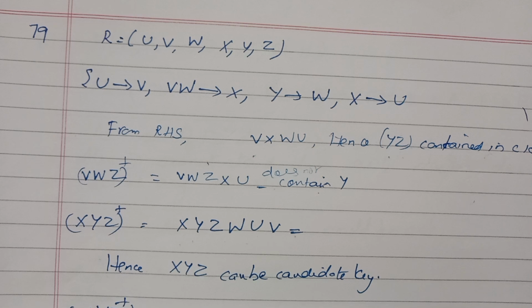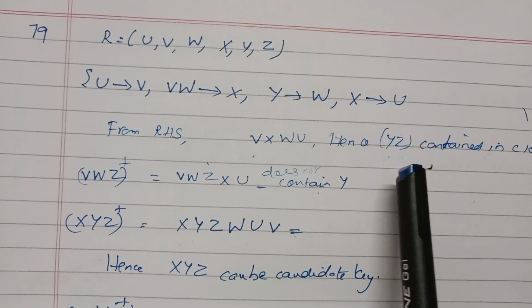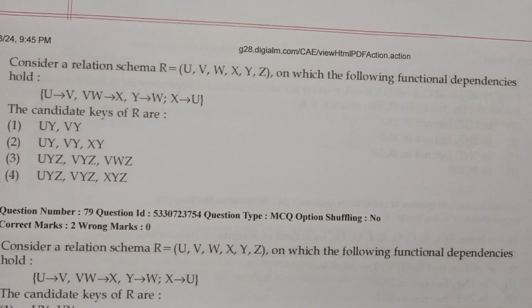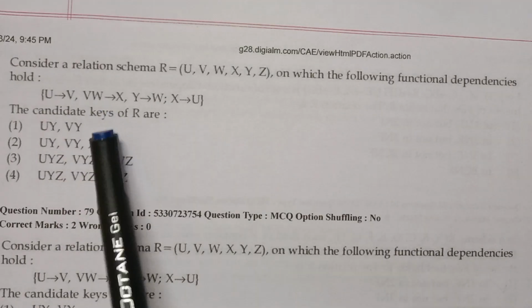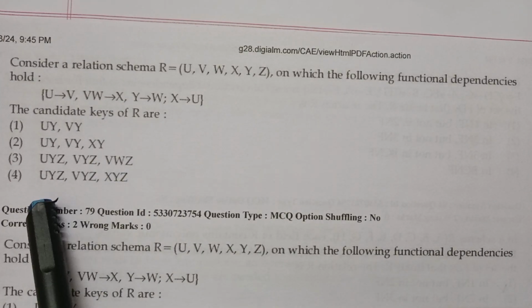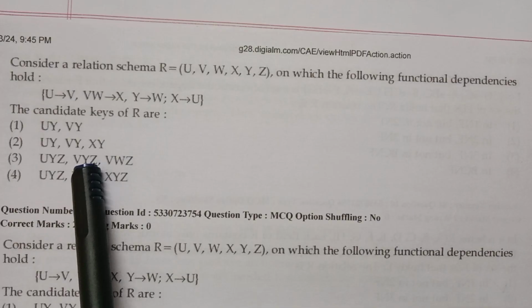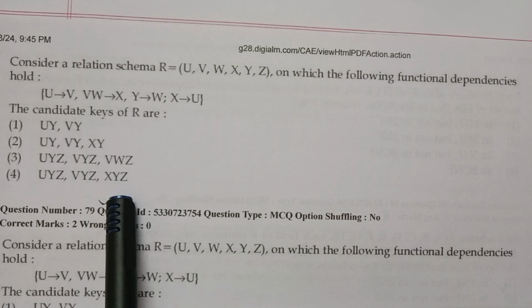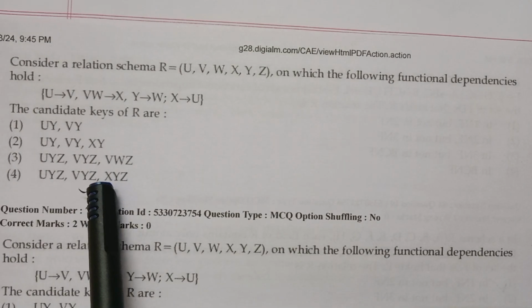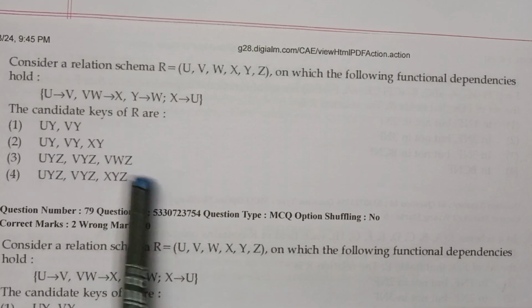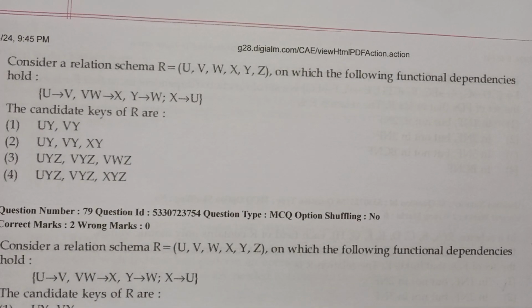So let us check the options. You find that in the options, if you have YZ, then it is a correct answer. In one option, YZ is not found, so this is not the correct answer. But in the others you have YZ. Here YZ, here YZ, and here YZ. So option number 4 is the correct answer because in all three you have YZ as the candidate key.